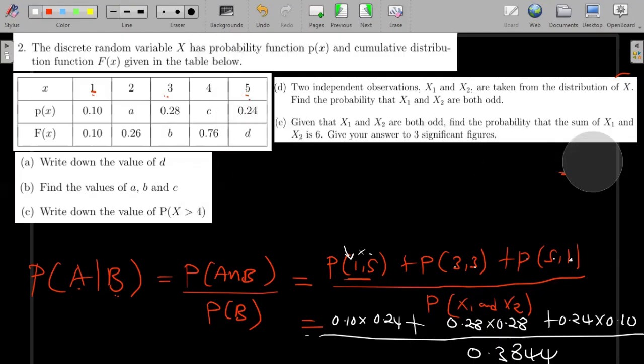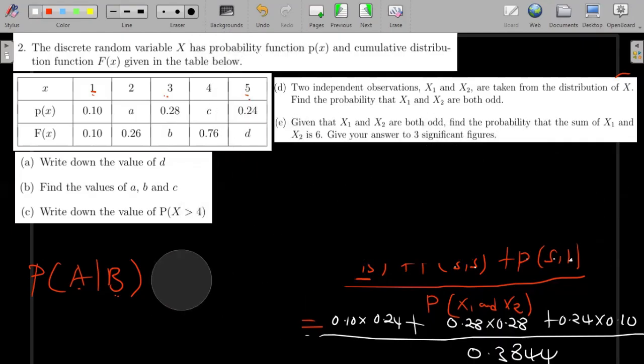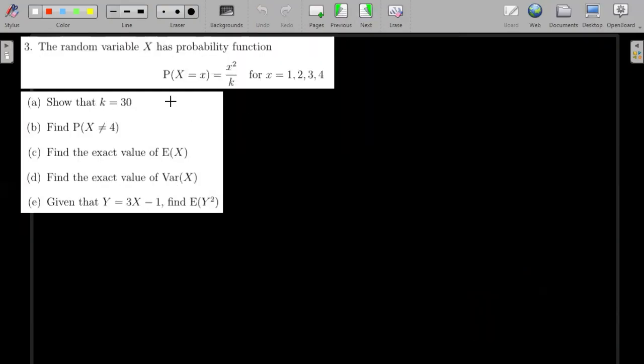All right, so from there, what are we going to get? Just punch these values into the calculator. If I punch in whatever is on top and divide it by what I have down there, I'm getting the final answer as 0.329. So this is the probability that the sum of X1 and X2 is 6, given that X1 and X2 are both what? Odd. All right, so now let's go to question 3.